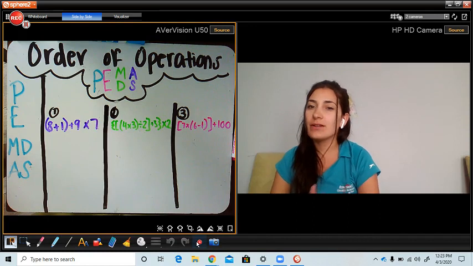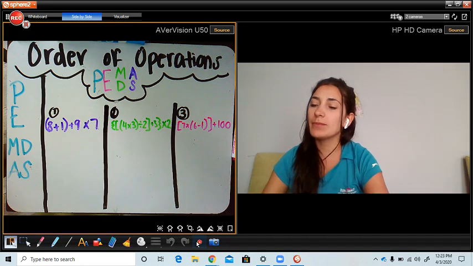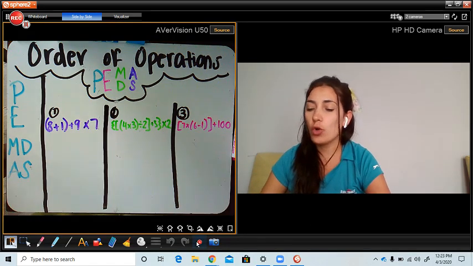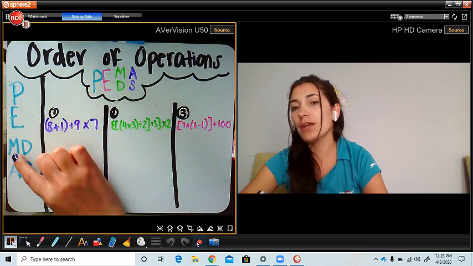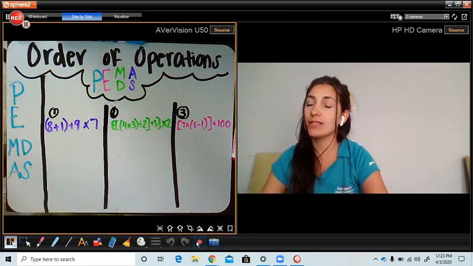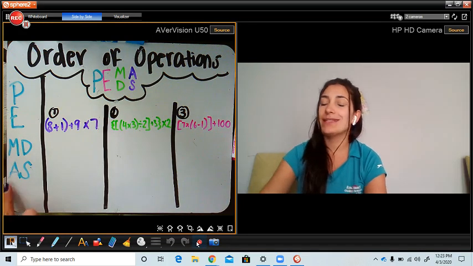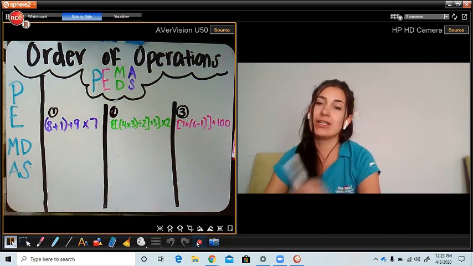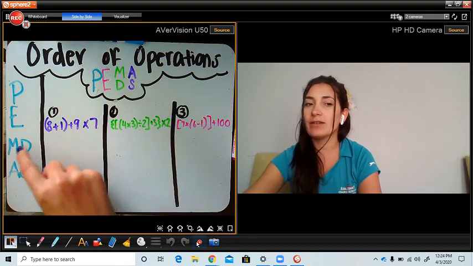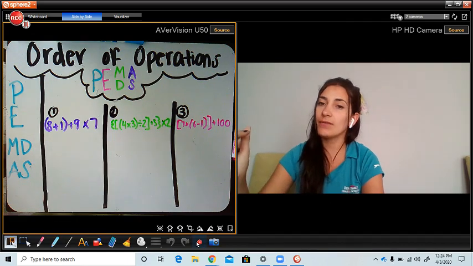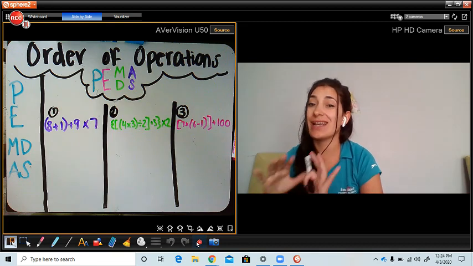The only things that are a little bit funky are multiplication and division. It's not always multiply first, it's whichever occurs first from left to right. So if division comes first in that equation, then you would divide first. And the same thing with addition and subtraction, it's left to right, which is why they're next to each other and not one on top of the other, because they're actually the same exact step.